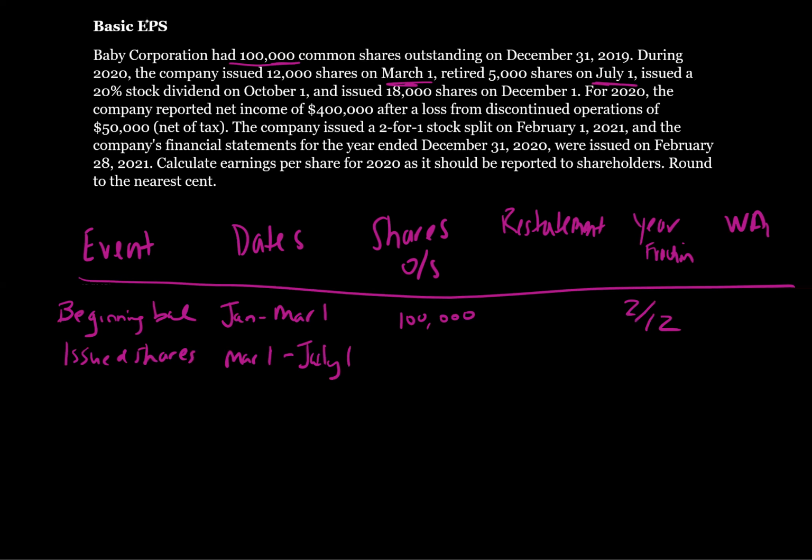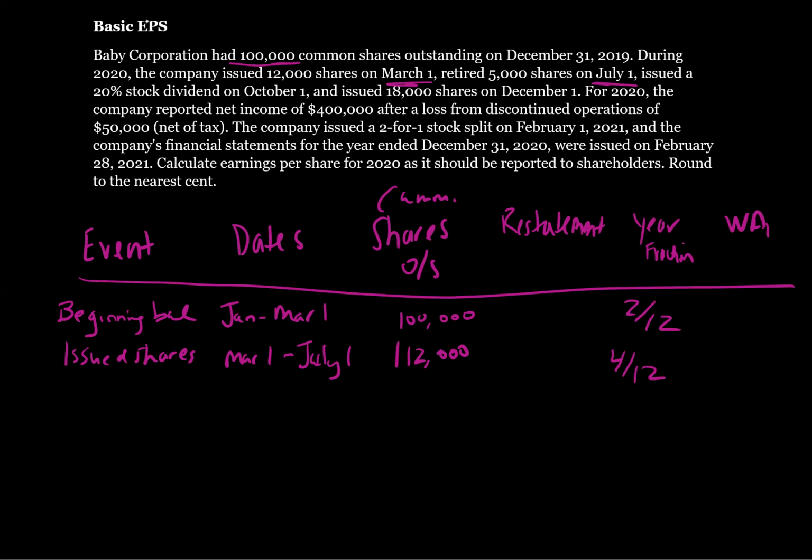July 1st. We're going to issue 12,000 shares. So our total now is going to be 112,000. Remember, we need this to be cumulative. And that's going to be March, April, May, and June. That's going to be 4 months that nothing changed.